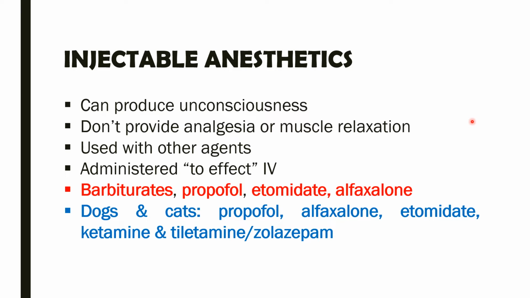So what are the common examples of injectable anesthetics in veterinary medicine? We have the barbiturates, we also have propofol, etomidate, and alpaxalone. For small animals, particularly in dogs and cats, there are 5 injectable anesthetics that are currently more employed for anesthesia. These are propofol, alpaxalone, etomidate, ketamine, and tiletamine-zolazepam.